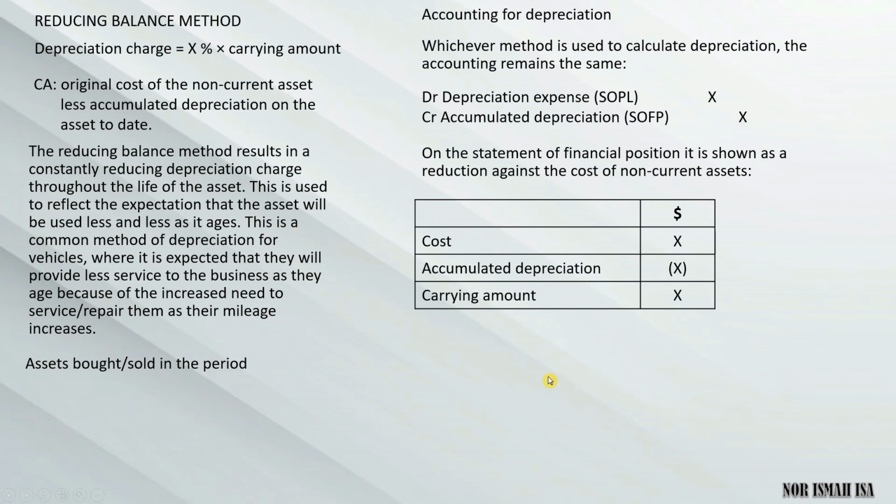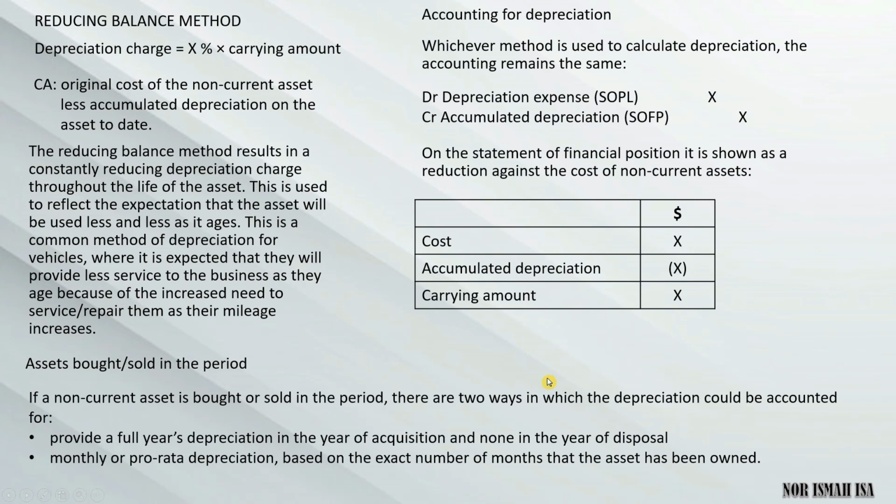Next you will learn about assets bought or sold in a period. If a non-current asset is bought or sold in a period, there are two ways in which depreciation could be accounted for. One, provide a full year's depreciation in the year of acquisition and none in the year of disposal, or monthly or pro-rata depreciation based on the exact number of months that the asset has been owned. This one we will learn later. As for today, we just learn up to the depreciation charge. The examples for depreciation charge and calculation we will do in Tangible Non-Current Assets Part 2.